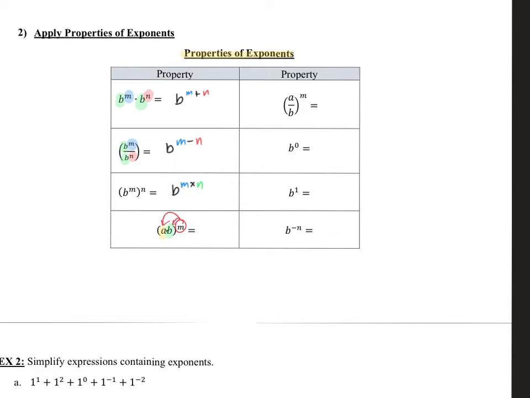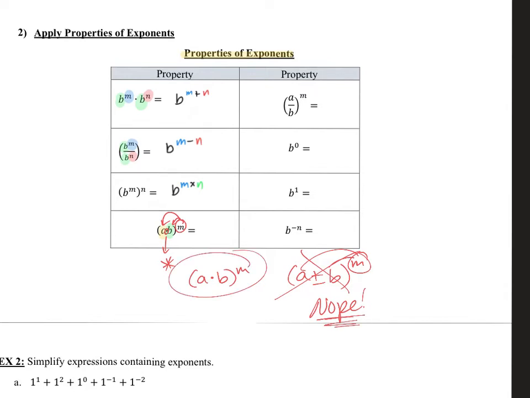It only works if we have multiplication. Please note this. This is where a lot of students get confused. This works if we have multiplication, not if we have addition or subtraction. Okay? You cannot do that distributive rule with addition or subtraction. That is a big nope. Please do not do that. But it works if you have multiplication. Yay, happy teacher. Okay.